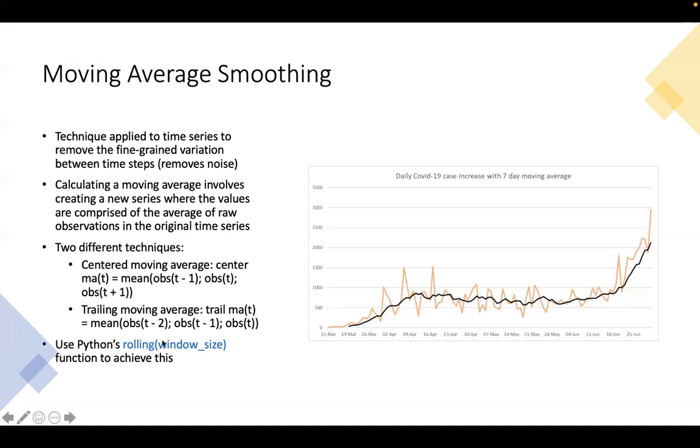And with Python, I pointed it out here, you can use the rolling window function to achieve exactly this. You just specify the window, how much you want to go back and forward, and then you give another parameter for whether you want to do the centered moving average or the trailing moving average, and it does it for you.